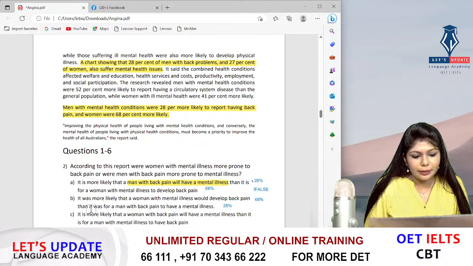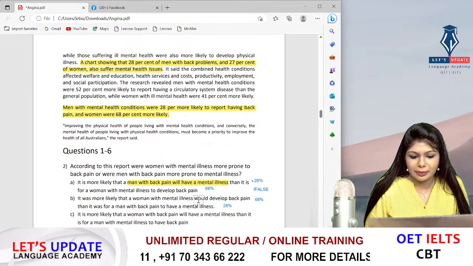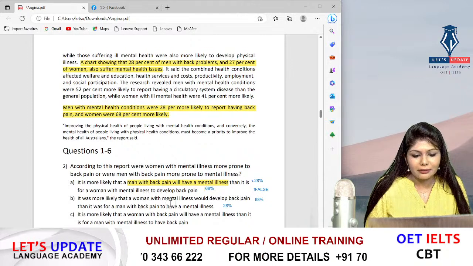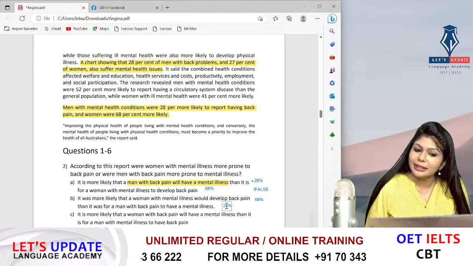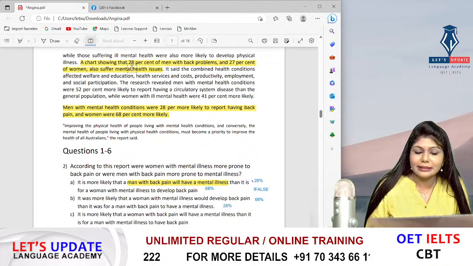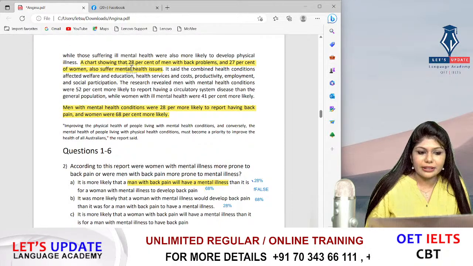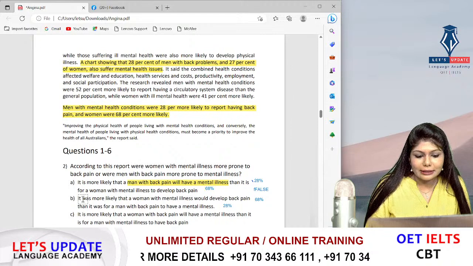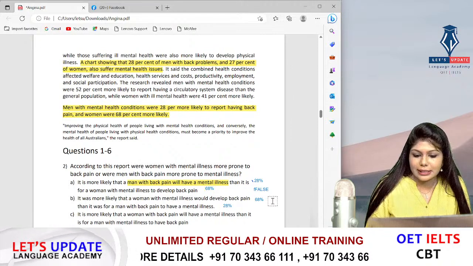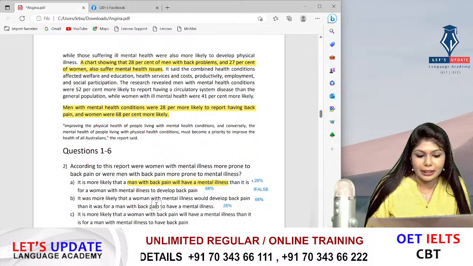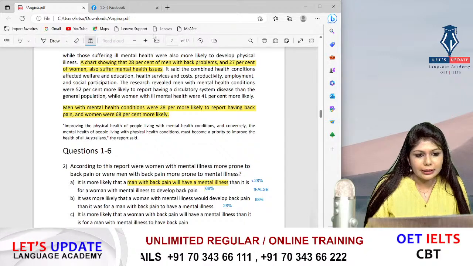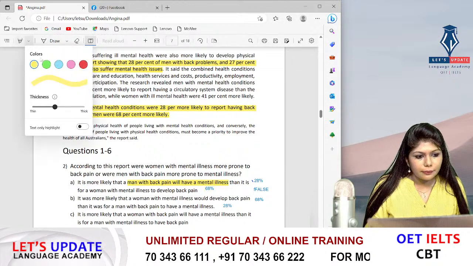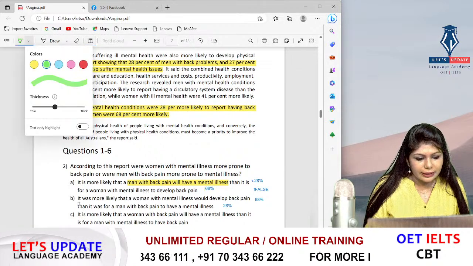So now look at whether B is correct. It was more likely that a woman with mental illness would develop a back pain. Yes, that is 68%, than it was for a man with a back pain to have mental illness, because that is only 28%, as indicated in the earlier paragraph, in the very first paragraph as indicated over here. Okay, so if you look at this, this sentence is true. Yes, 68% is in fact greater than 28%, and that is why that is true. Just highlight the answer green.